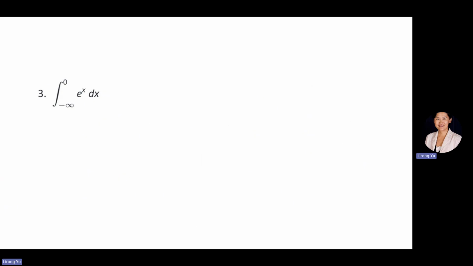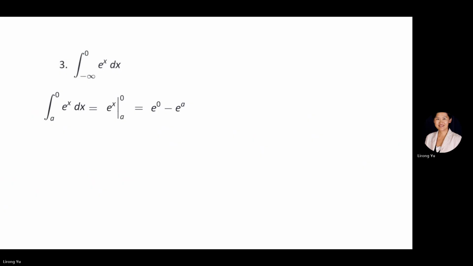Let's see how we calculate this one. We're calculating the integral from negative infinity to 0 of e to the x, and we're doing the same thing. Number 1, we switch out the infinity for a number, so we're integrating from a to 0 of e to the x. Now, e to the x is not too hard to integrate because the antiderivative is itself. E to the x, differentiate or integrate it, it's the same thing. So we have to calculate a definite integral.